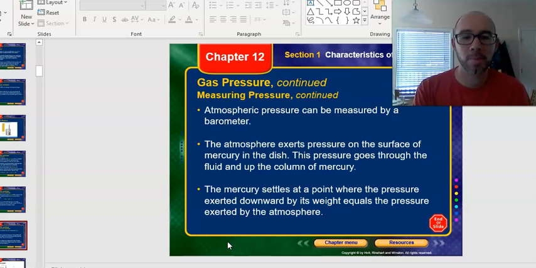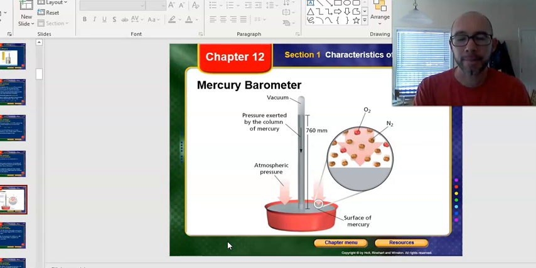Atmospheric pressure can be measured by a barometer. The atmosphere exerts pressure on the surface of mercury in the dish. We already explained that. So there's your mercury barometer. And typically, if you've got a normal atmospheric pressure, the mercury will go up the tube 760 millimeters. So that's 0.76 of the way up a meter stick.